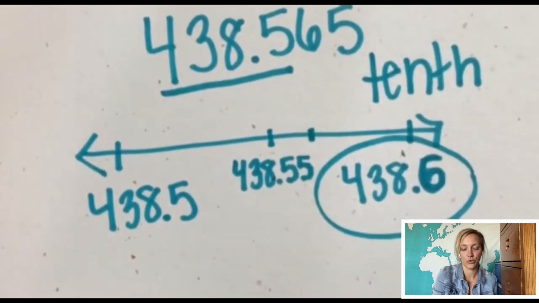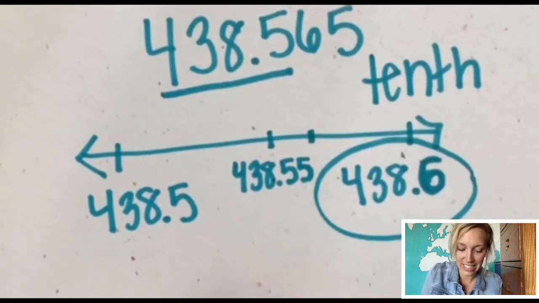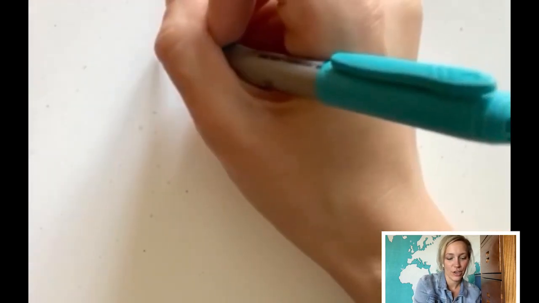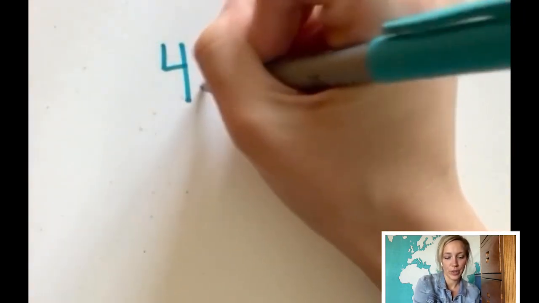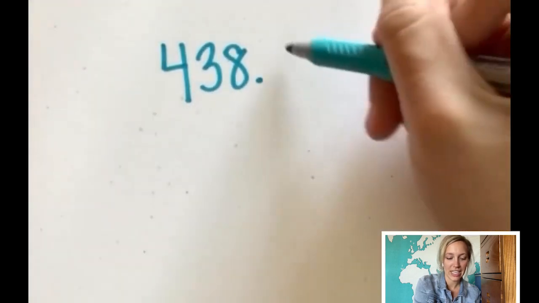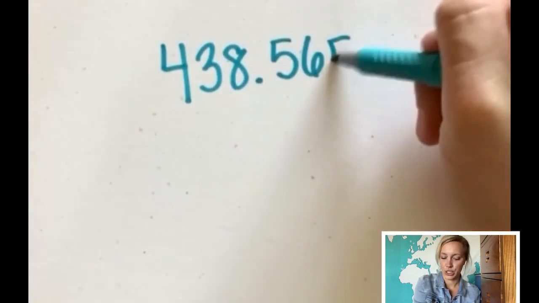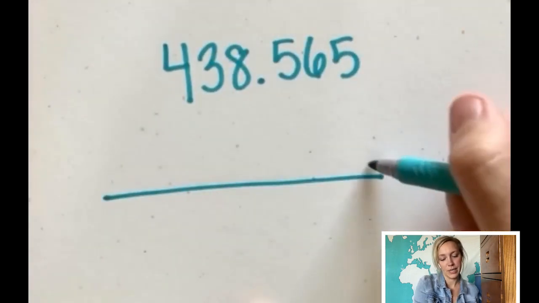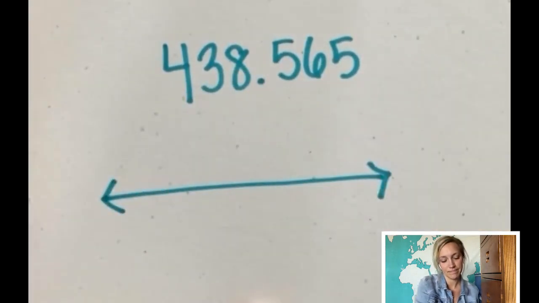This number is rounded to 438 and 6 tenths. And last but not least, we will round to the nearest hundredth. Our number was 438 and 565 thousandths. Now here is my open number line.